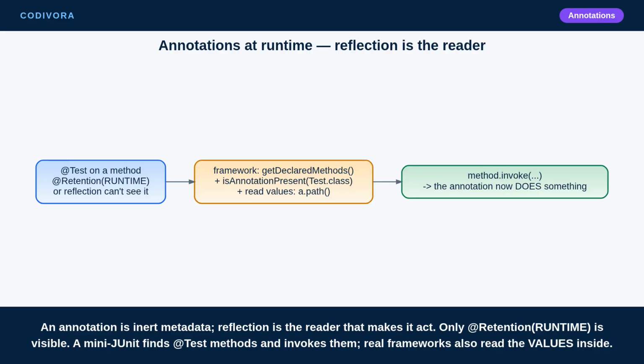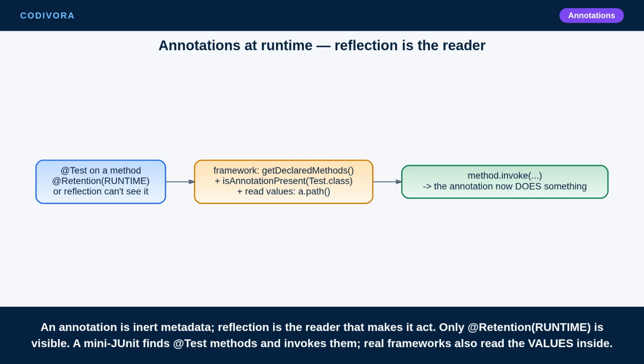An annotation does nothing by itself. It's inert metadata, a sticky note. Something has to read it and act, and that something is a framework using reflection. But it can only see annotations that survive to runtime, which means @Retention(RUNTIME). A SOURCE retention note is discarded by the compiler. A CLASS retention note is in the bytecode but not loaded. Only RUNTIME is visible to reflection.